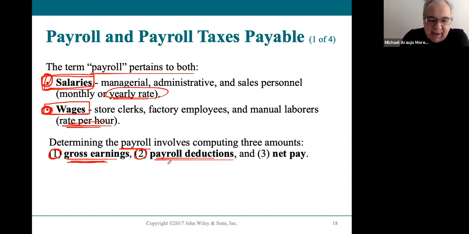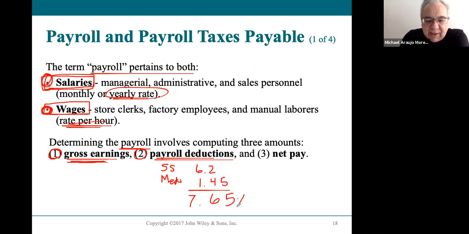Everybody has to pay into Social Security and Medicare. Okay. Together, these are called the FICA taxes. So 6.2% for Social Security, 1.45% for Medicare. So it's a big tax. 7.65% is the total tax that comes out of your check.